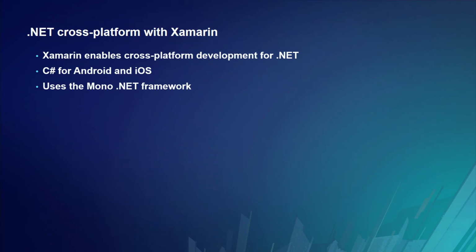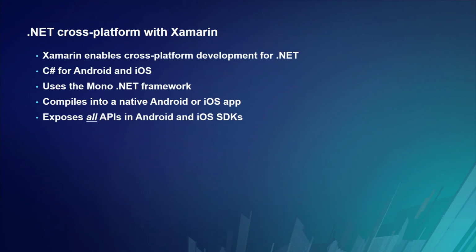Xamarin uses the Mono .NET framework, so it's a cross-platform implementation of the .NET framework. And it effectively compiles into a native Android or iOS application, or native applications on the other platforms that Xamarin supports. So that means you're programming against the Xamarin API, but ultimately the application that you get is a native Android or iOS application.